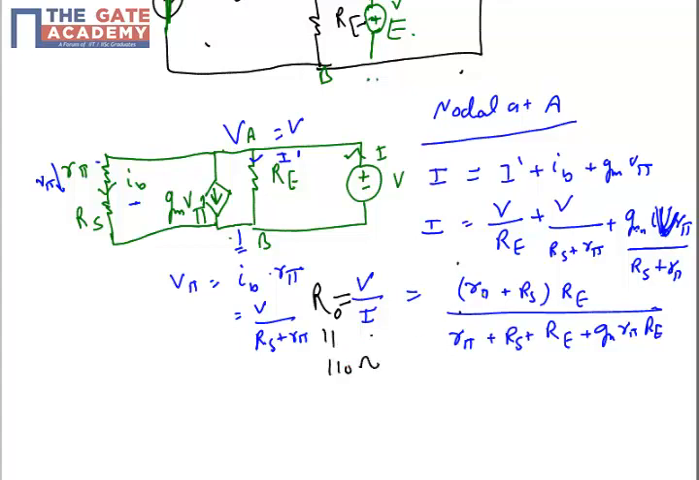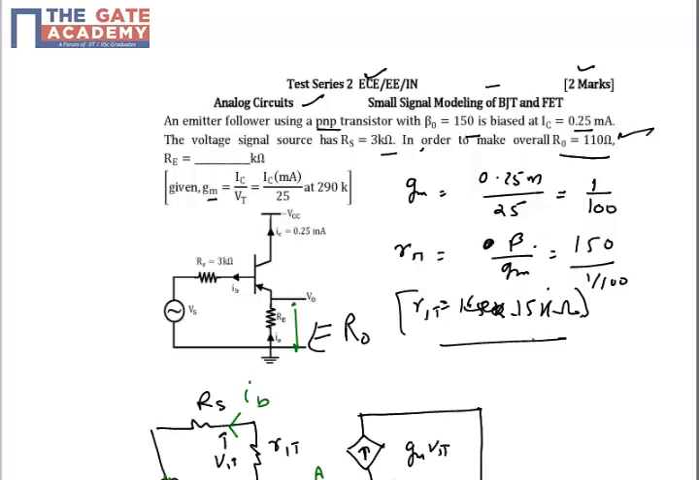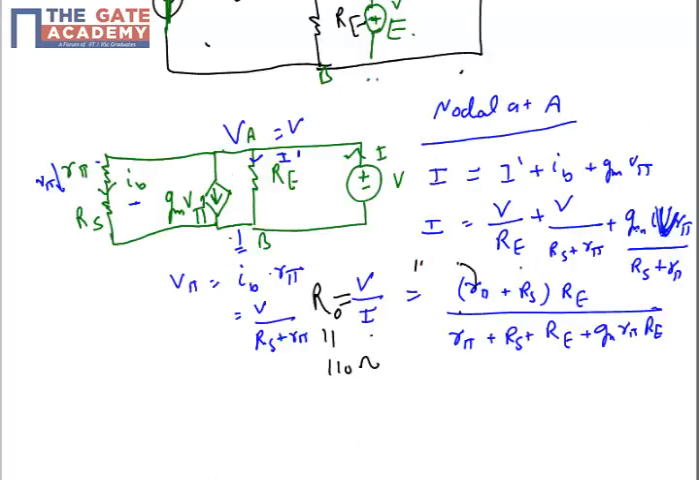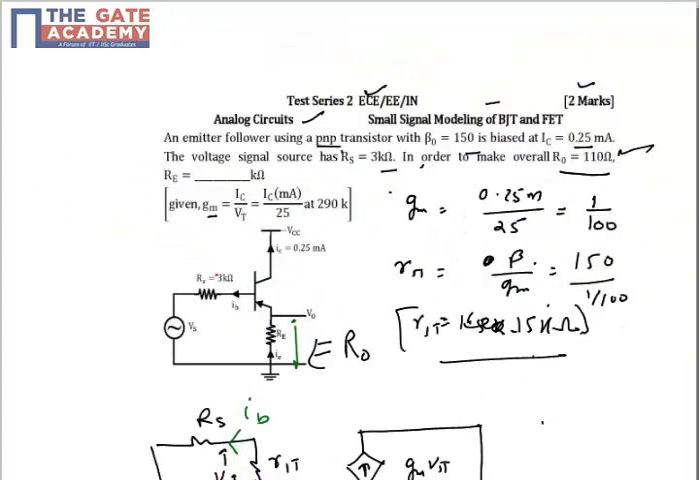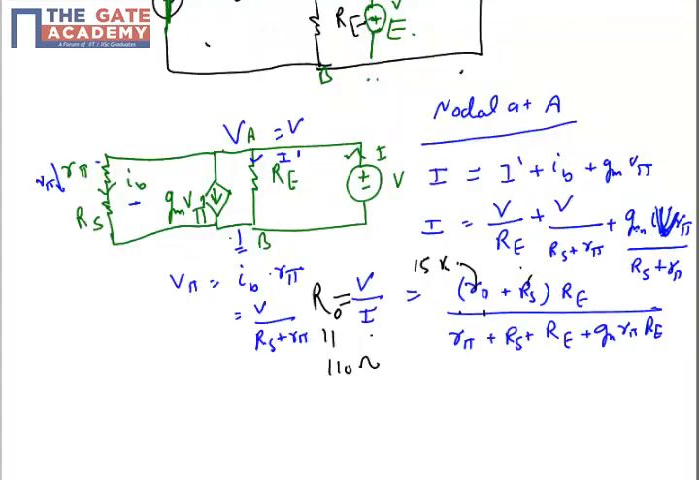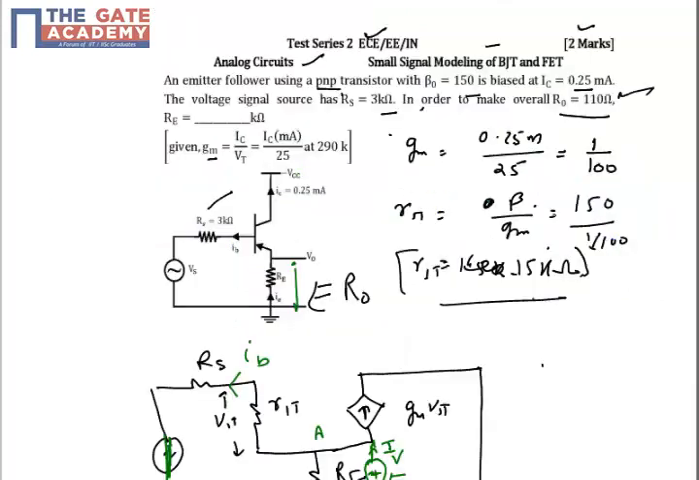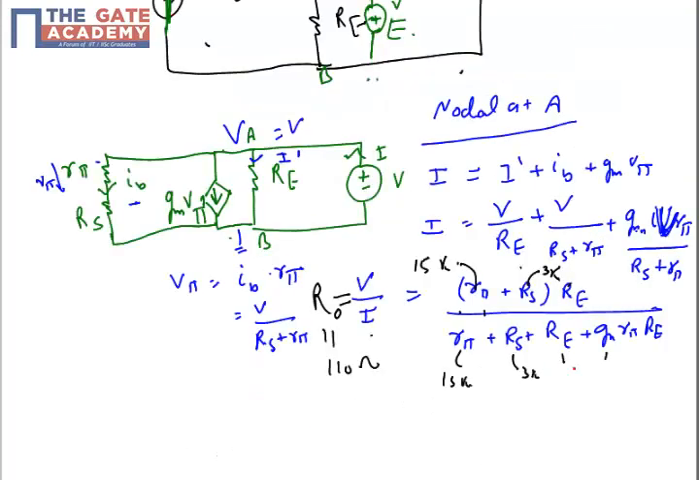This R pi, we know the R pi. We have calculated the R pi as 15 kilo ohm. What is RS? Source resistance is given to us in the problem. Source resistance is 3 kilo ohm. RE we don't know. GM we have calculated as 1 by 100, that is 0.01. So in the entire equation, the only one variable we don't know is RE.